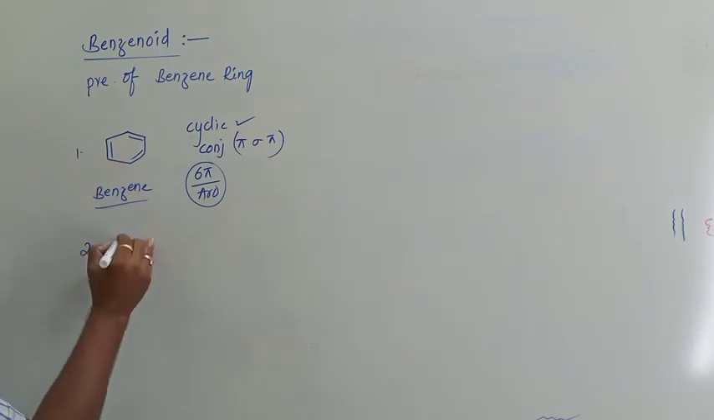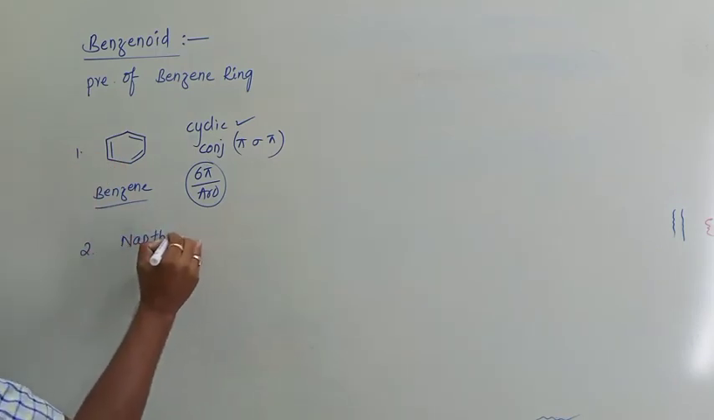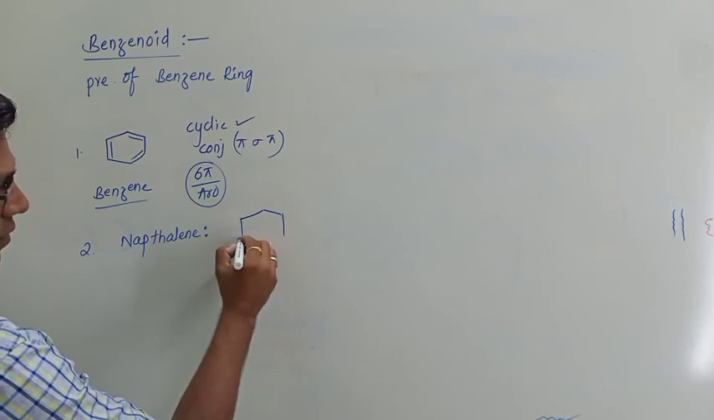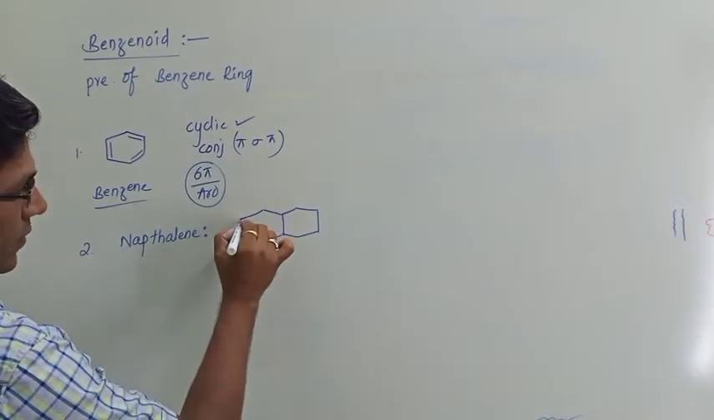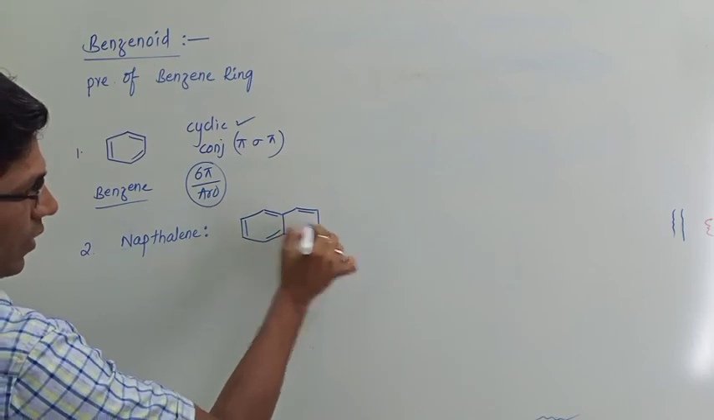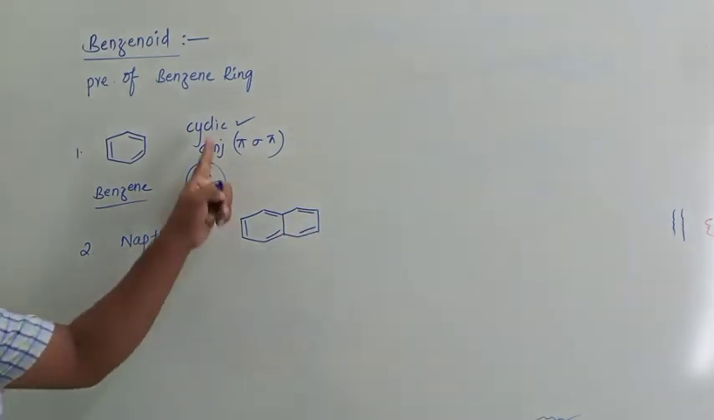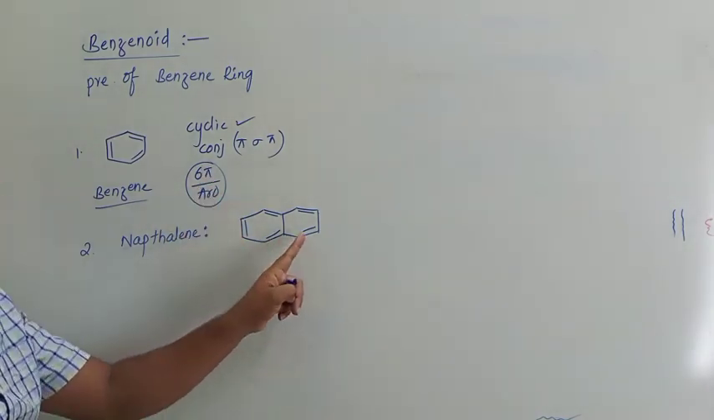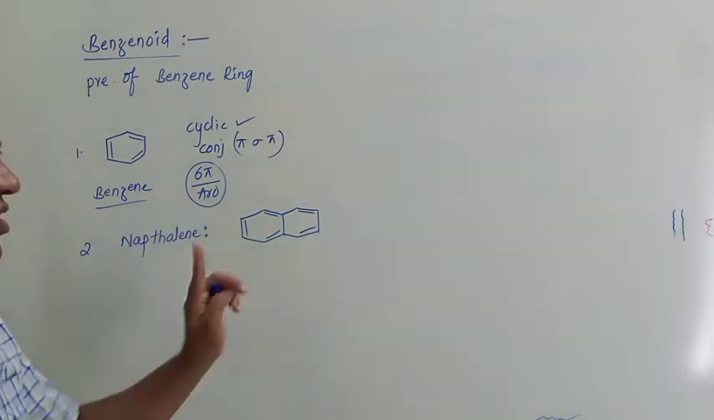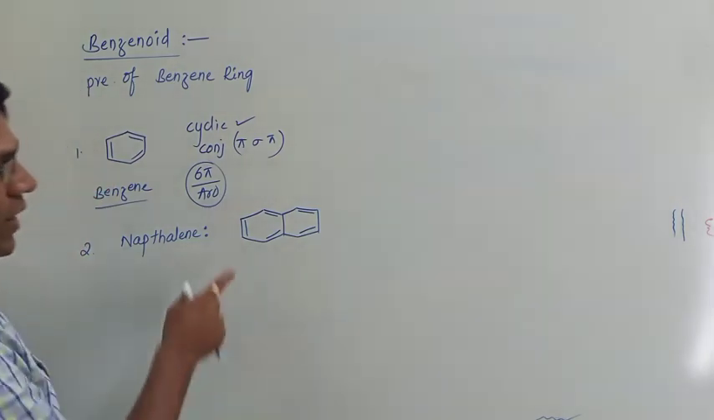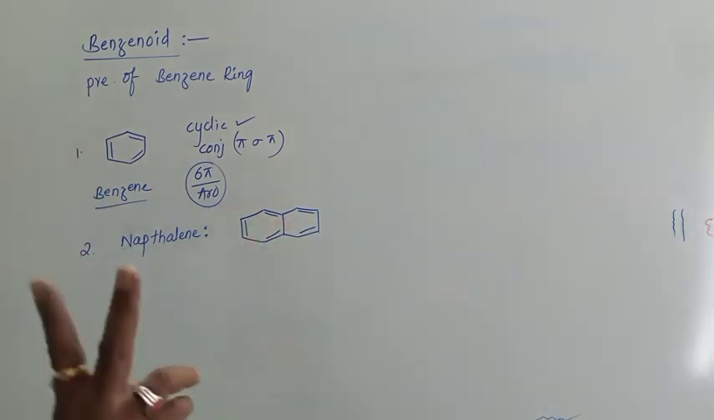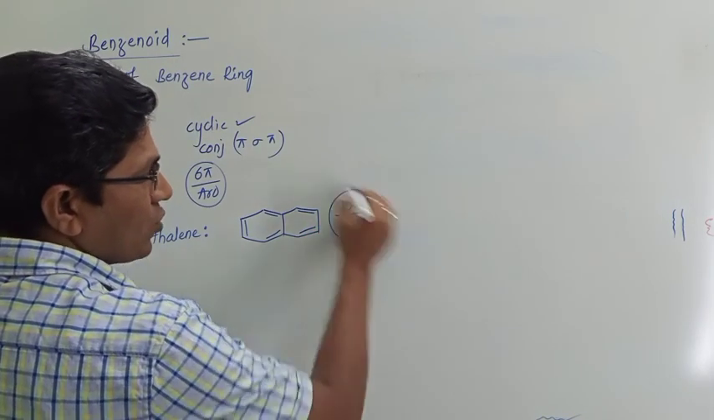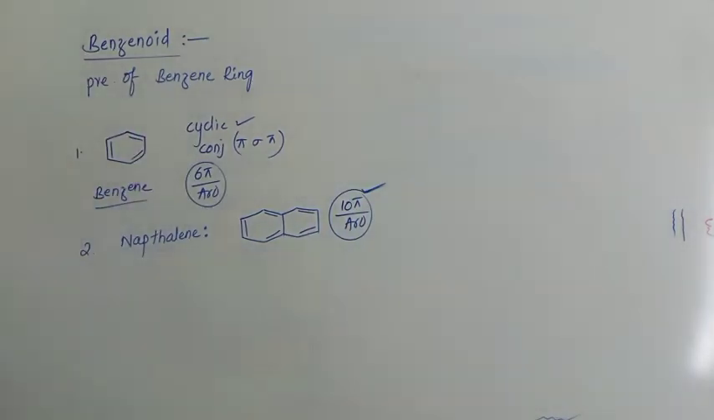Next, go to the second example. Naphthalene. See the structure of naphthalene. Two benzene rings, then double bonds are in alternate positions. See the first condition, cyclic. Yes, it is a cyclic compound. Undergoes conjugation, π σ π, π σ π, π σ π. Throughout the system, it undergoes conjugation. Then find out π electrons. 3 plus 2, 5. 5 times 2 is 10, 10 π electrons. Therefore, it follows Hückel's rule, aromatic in nature. This is naphthalene.